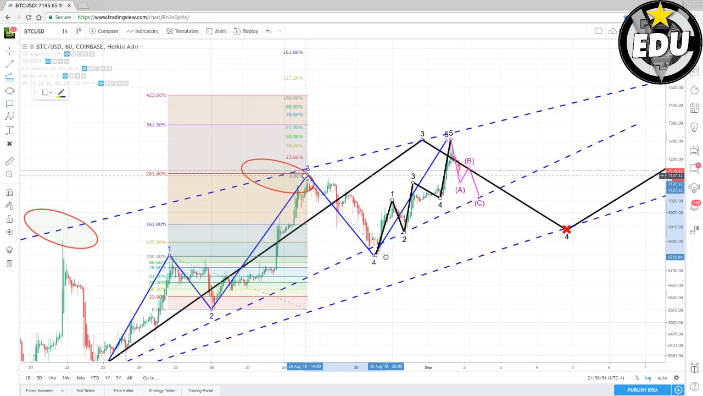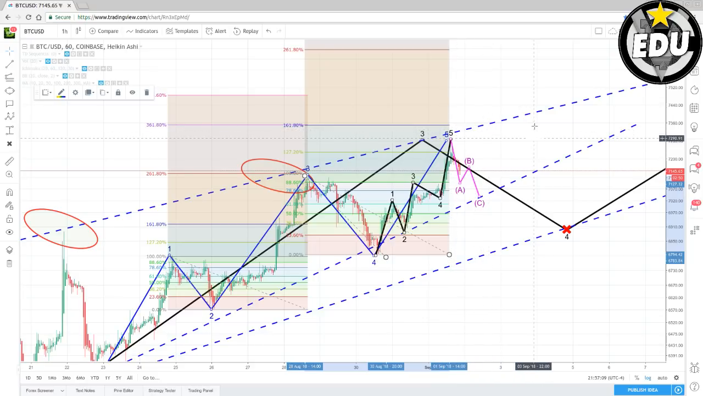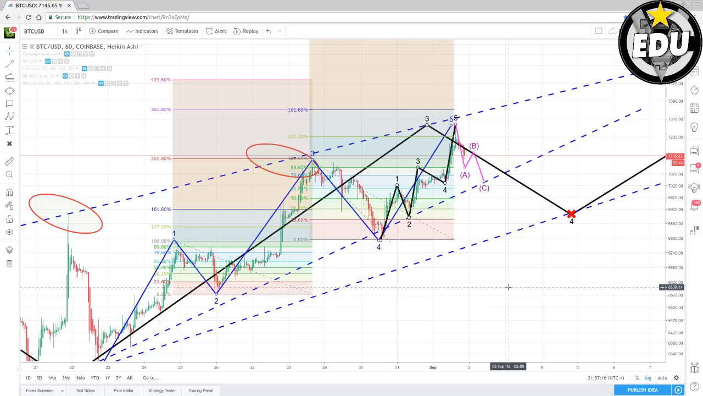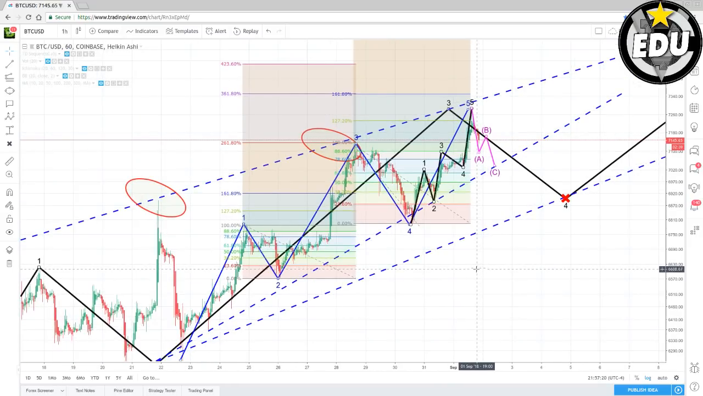So here, there, and down. Here we go. Almost there. So we hit 273, just a little bit below that Fibonacci extension. So guys, I think it's pretty precise what I'm looking at here. So make your own final decision.